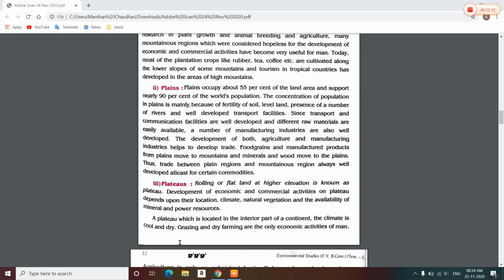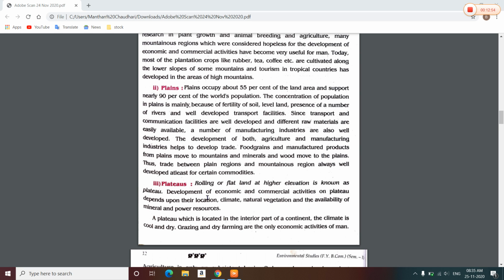Now let us talk about plateaus. Plateaus means what? Rolling or flat land at higher elevation is known as a plateau. Mining is well developed on the plateau region. So for example, the Deccan Plateau of India. Of course, mining activities or mineral based industries are well developed in the Deccan Plateau of India.